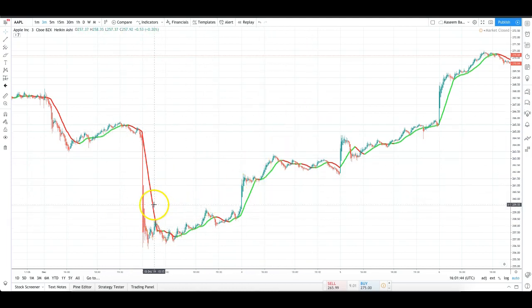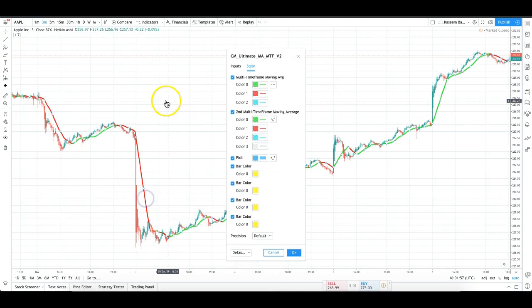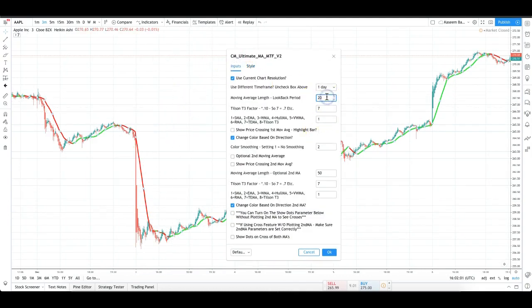What I personally like to do, I like to use two of them. I like to use the 200 period moving average and then use the 20 moving average. And I'll get to the reason why I like to use it in a moment. So let's click on here. Once you click on it, you want to go to inputs and change this 20 to 200, right?